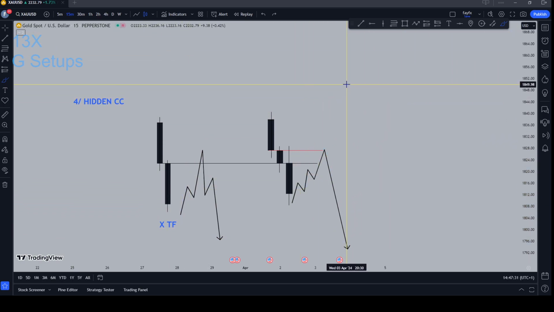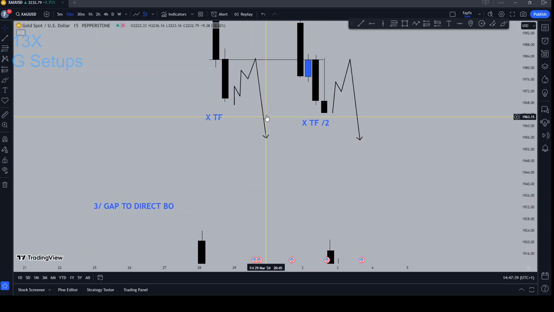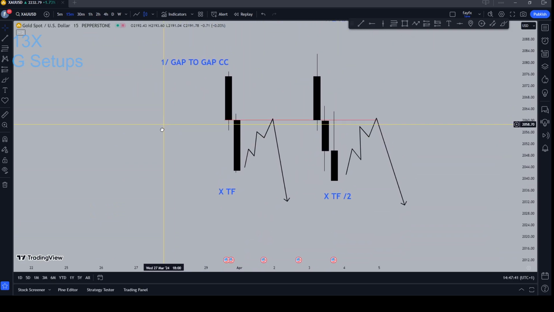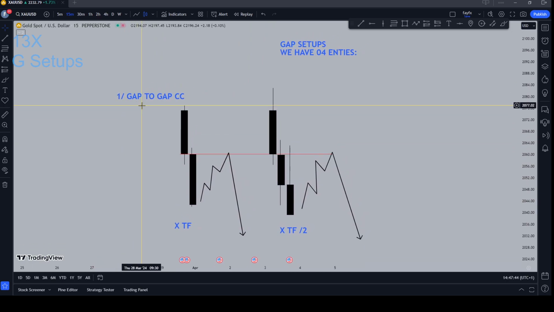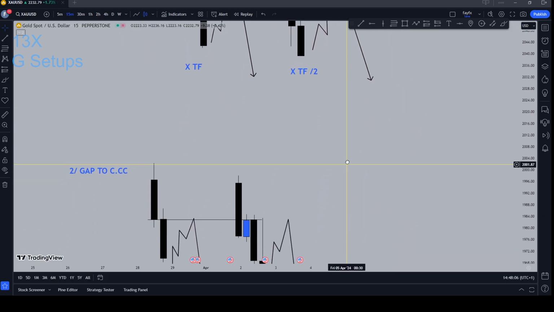Those are the four setups, four entries for a gap. Let's do a short recap. The first one is a gap to gap CC. On X time frame, we have a gap. And when we go one time frame lower, we find a gap CC. Price will go up, touch that level, and go down. We can instantly sell here when price reaches that level.